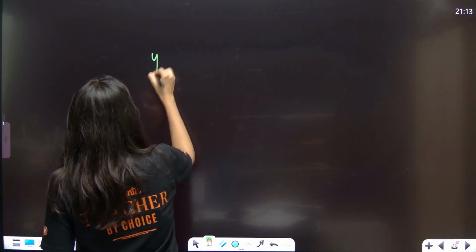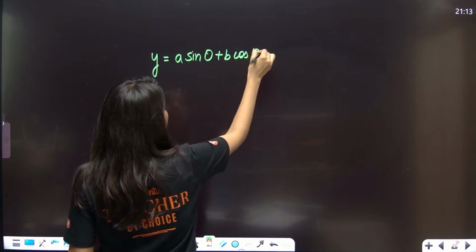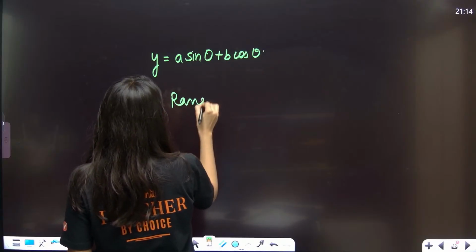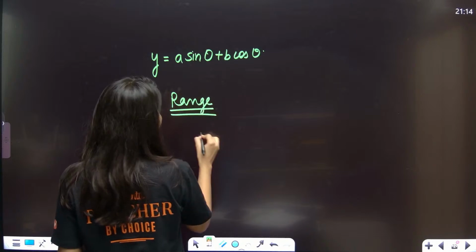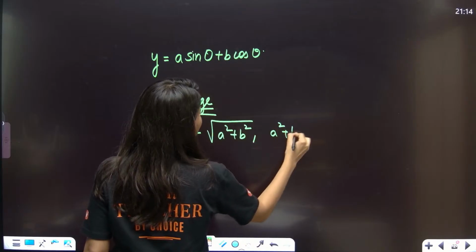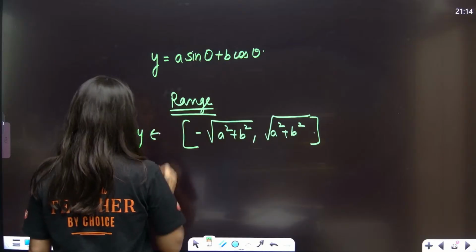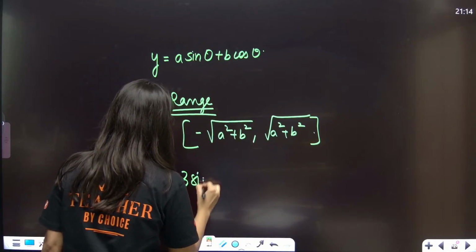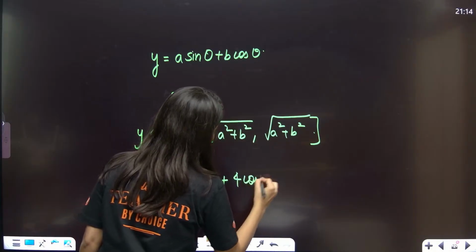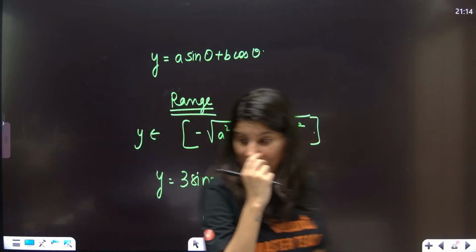Now, before I give you the 10th sum, let me give you one thing. Suppose you are having a function y is equals to a sin theta plus b cos theta. There is a direct formula for the range of these types of functions. So range will be minus square root of a square plus b square, comma plus square root of a square plus b square. So if I say that y is equals to 3 sin x plus 4 cos x, can anybody tell me the range of y? Small exercise we will do.